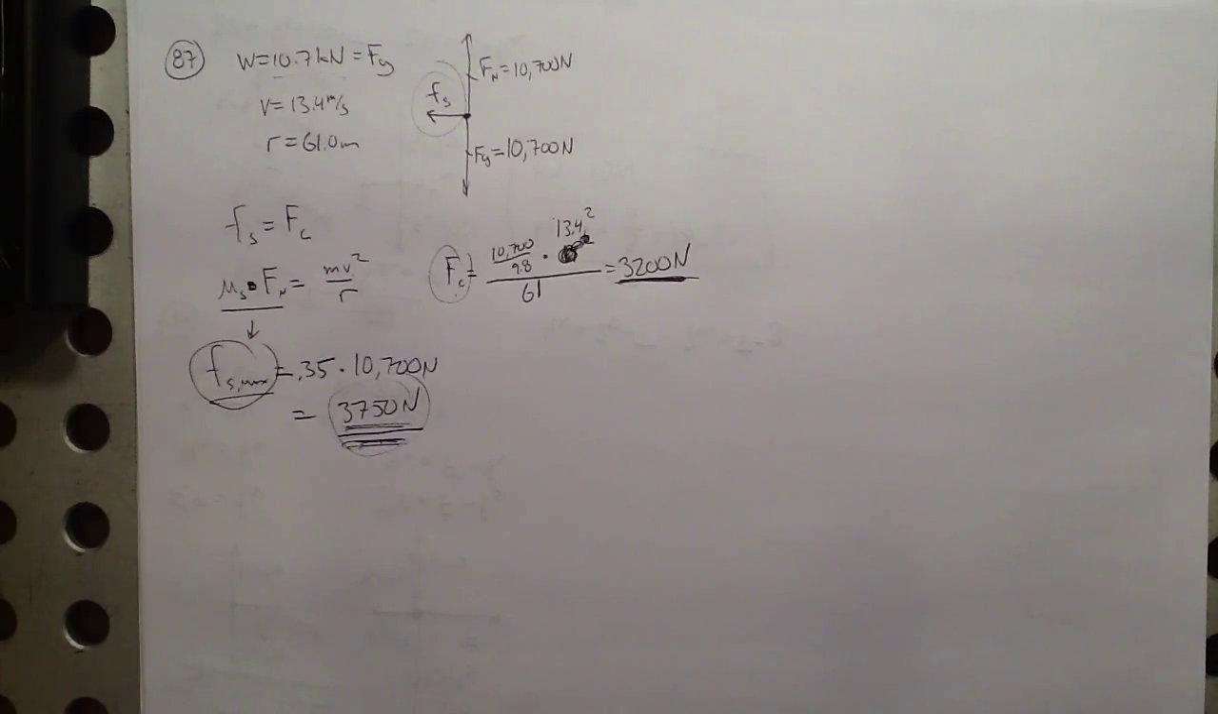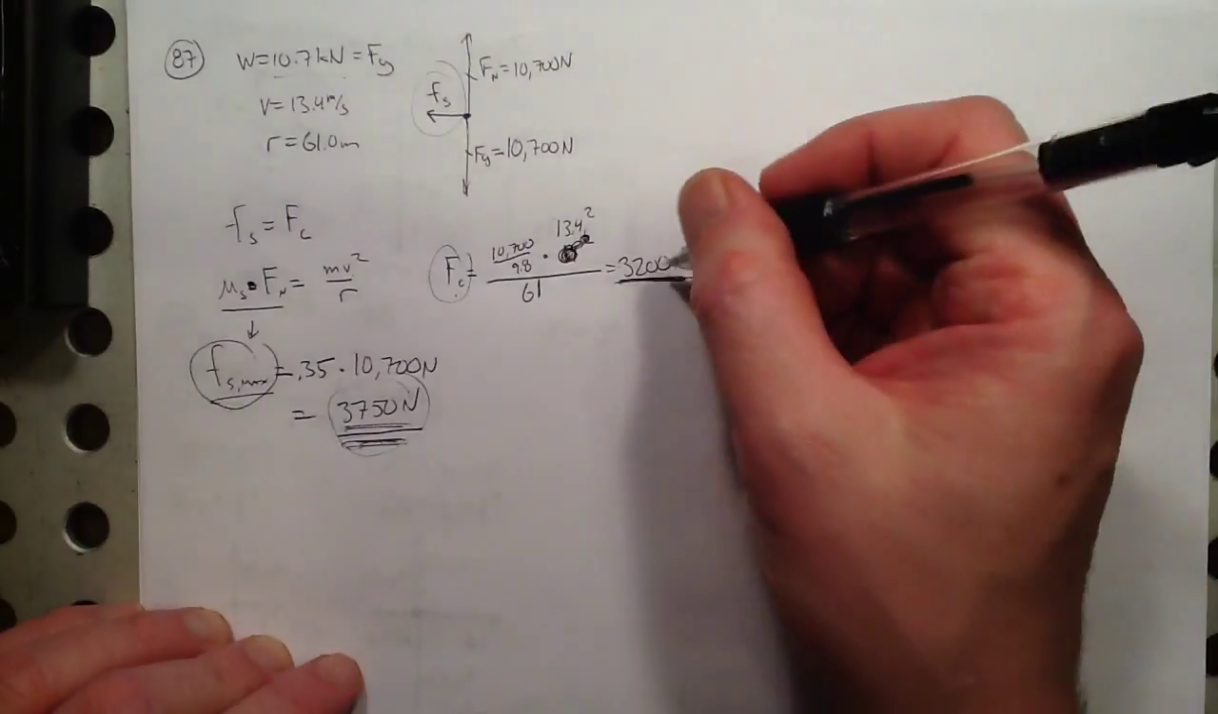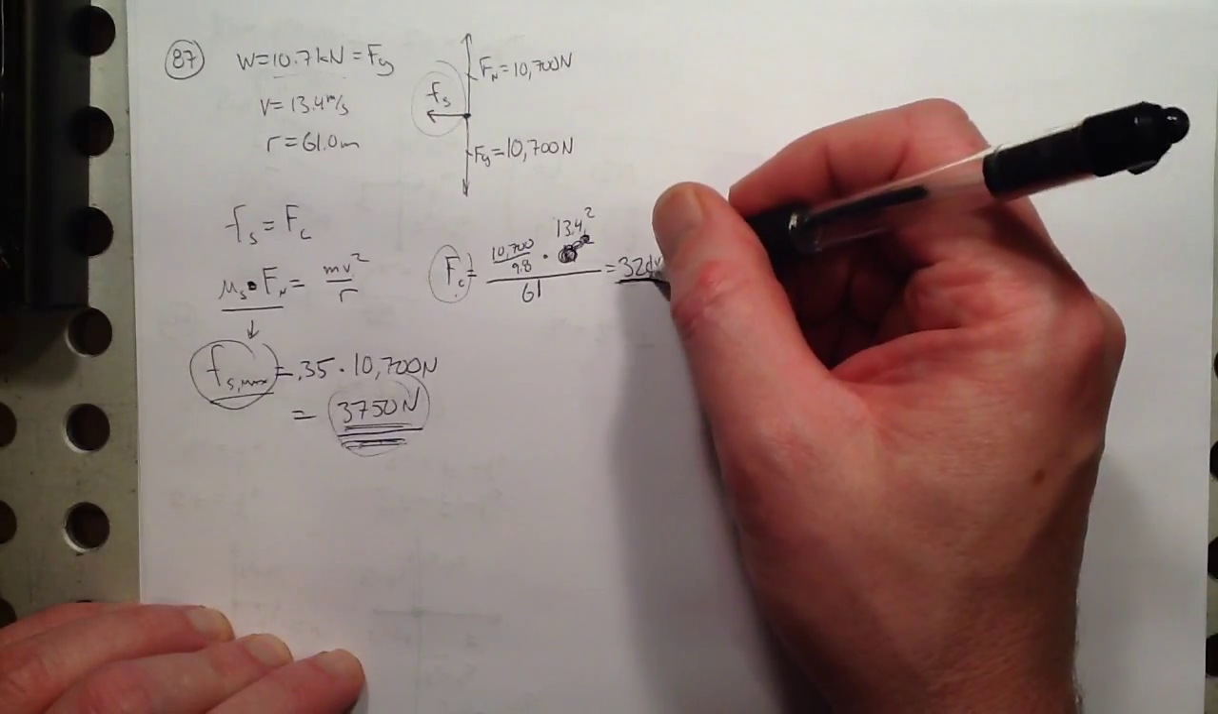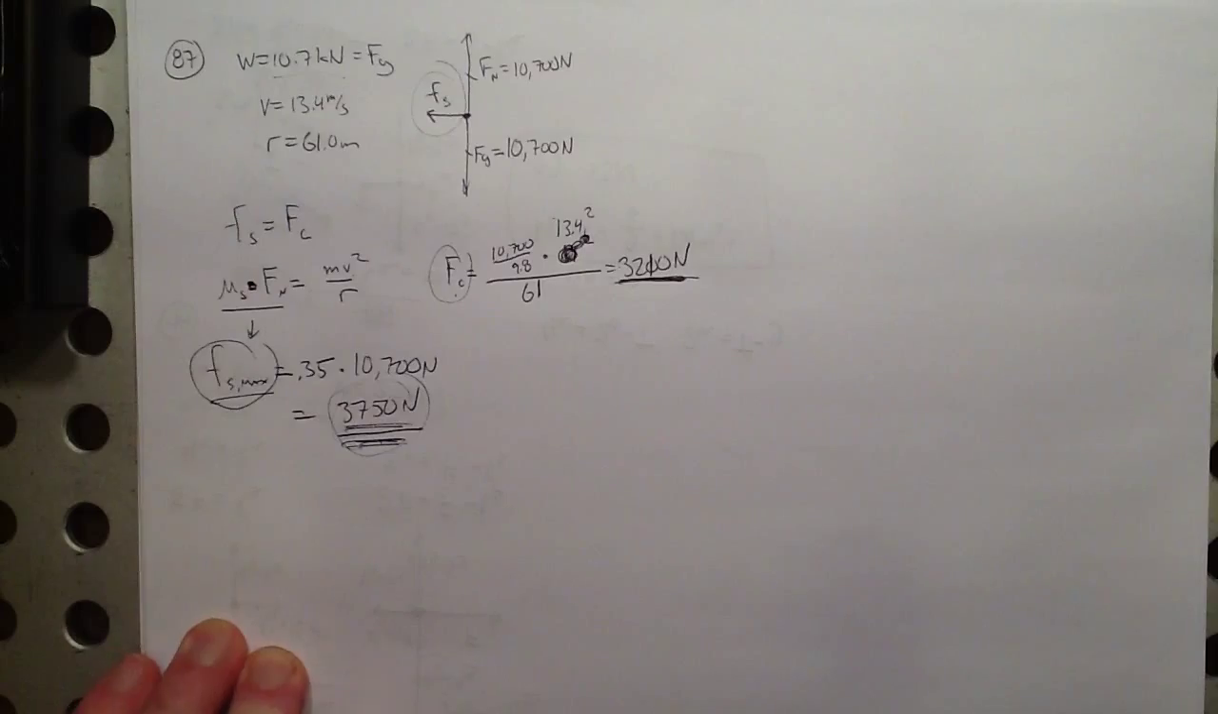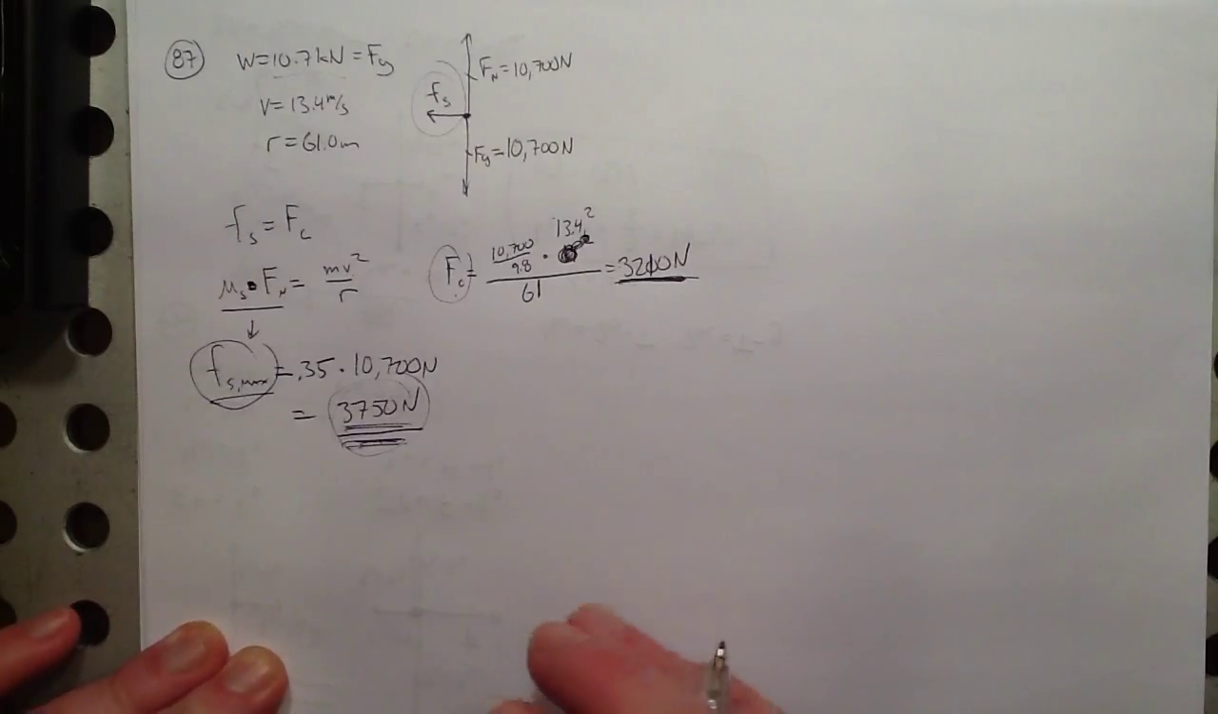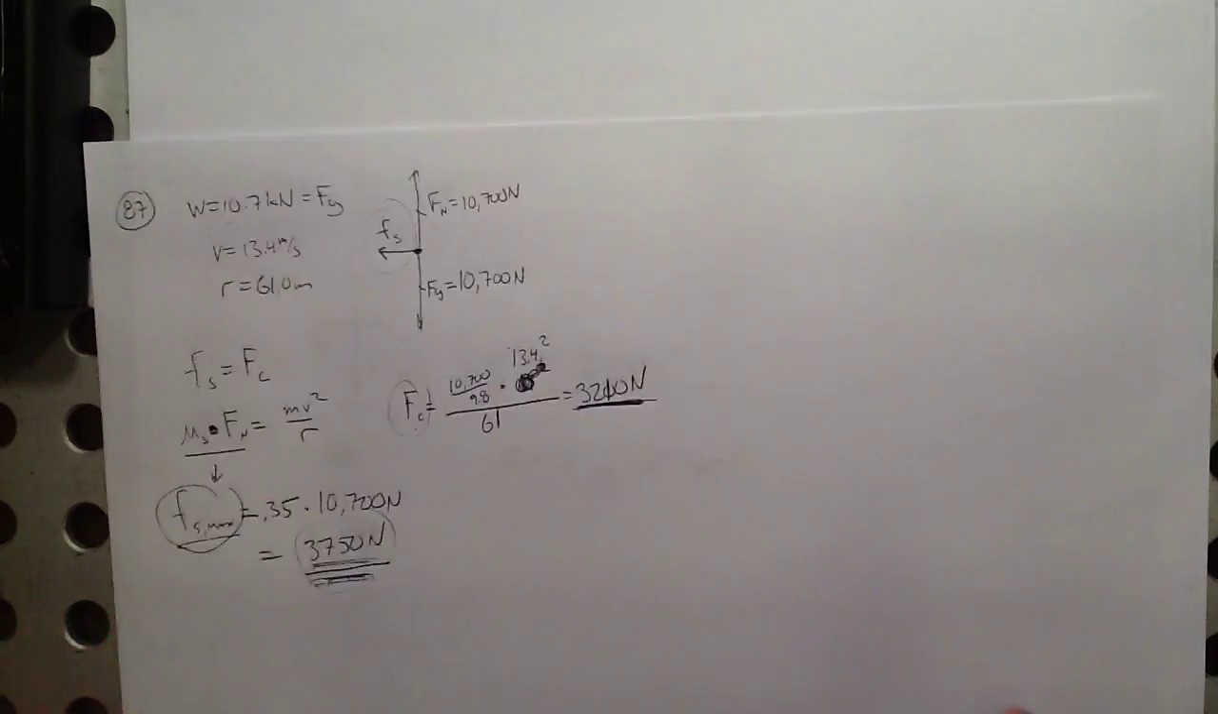Let's see what the book says. The book would agree with those answers. They kept 3 sig figs. They gave that as 3,210, but hey. All right, what's next? 91.